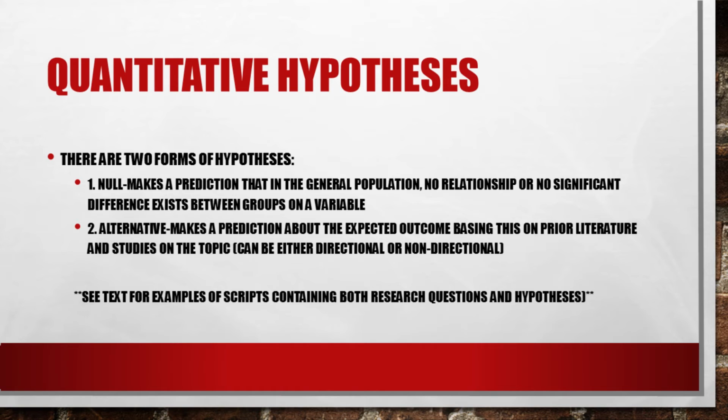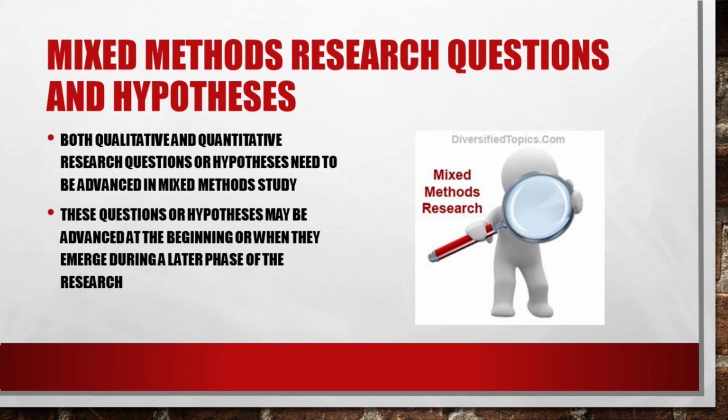An alternate hypothesis makes a prediction about the expected outcomes, basing this on previous literature and studies on the topic. In a study that looks at the meaning of gender identity for religious and secular Jewish and Arab women in an Israeli society, an alternate hypothesis might be that religious women with salient gender identity are less sociopolitically active than secular women with salient gender identity. This example is one that can be found in your book along with other alternative hypotheses.